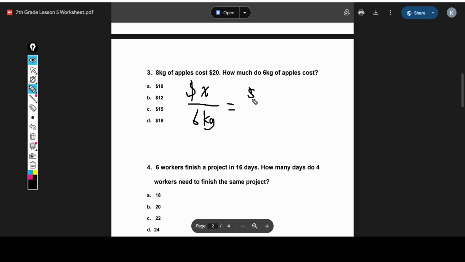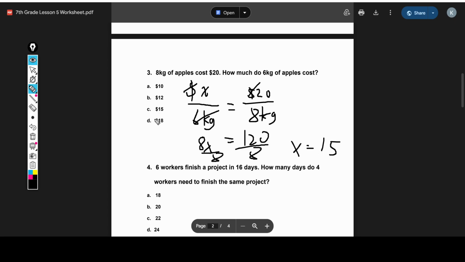And we know that there are $20 per 8 kilograms. So we get that this equation should be true. Of course, assuming that the apple costs don't change, but that is an assumption that is fair to make. And then we can simply cross multiply. And for simplicity, I'll just ignore all the units. And then we multiply 8 times x equals 8x. And then 6 times 20 equals 120. And then you divide both sides by 8. And you get x equals 120 divided by 8. That's 15. So you're going to get $15.